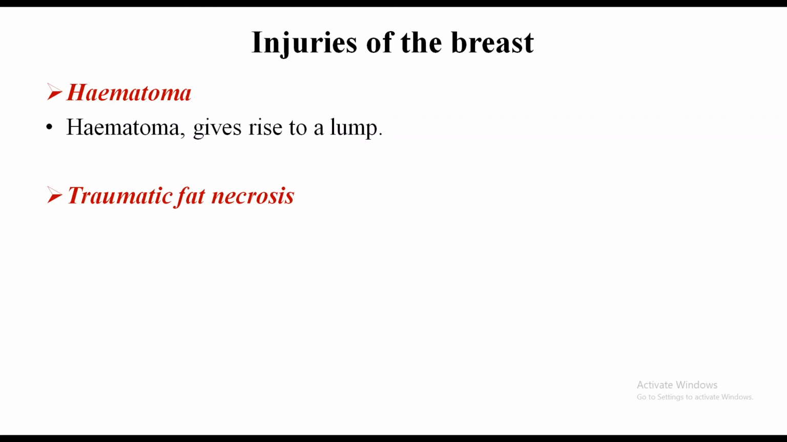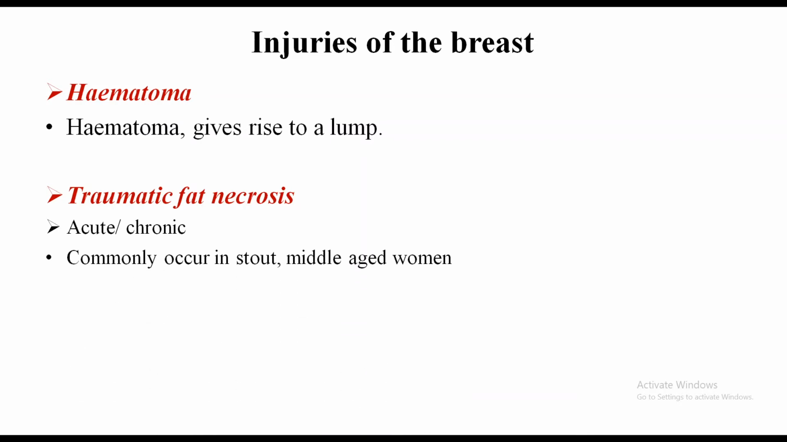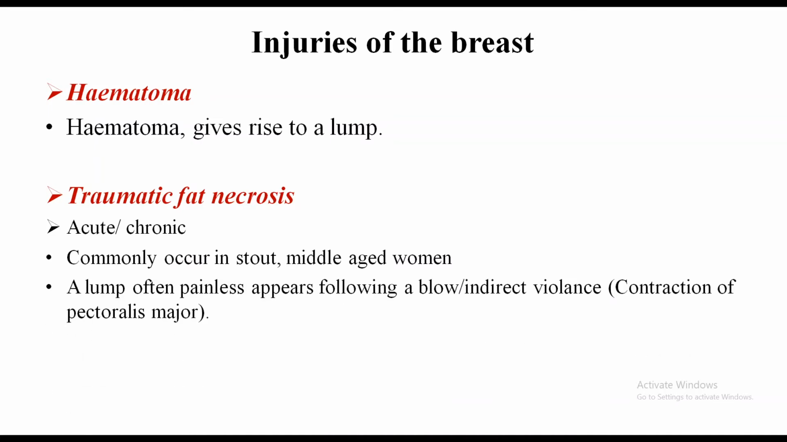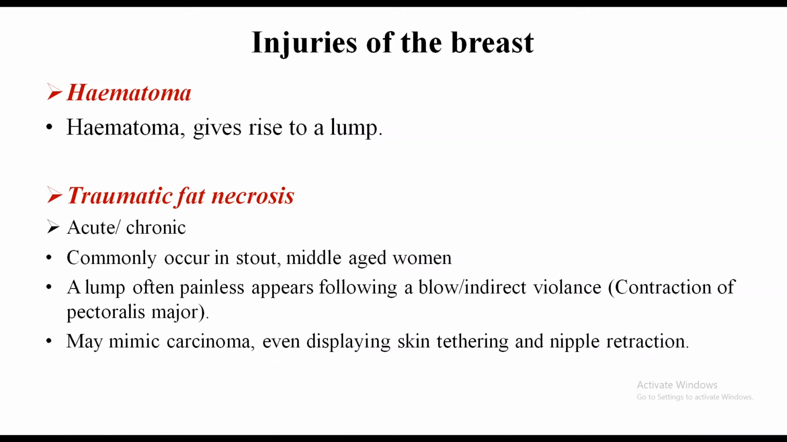There is a term called traumatic fat necrosis. This is also after trauma. It can be acute or chronic. It commonly occurs in stout middle-aged women. A lump, often painless, appears following a blow or indirect violence due to contraction of the pectoralis major.